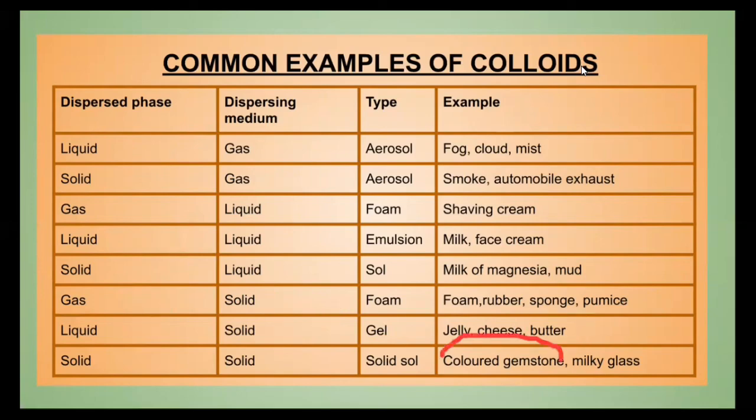This is again a very, very important example, that is the colored gemstones, in which in a solid medium another solid is dispersed, thus making the colored gemstones. I hope you must have understood today's topic.